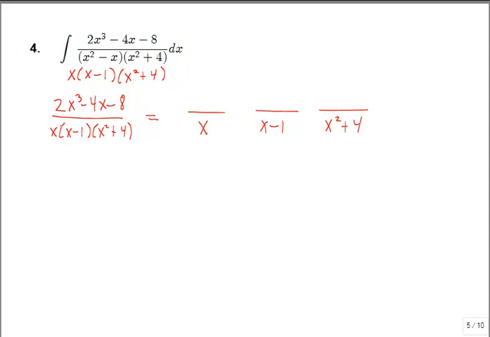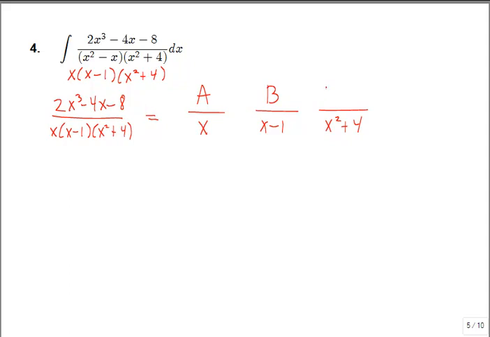If any of these had been raised to powers, then I would have had to add on to this the additional fractions raised to all those additional powers. Now this x is a linear factor, so I'm going to want a constant on top. X minus 1 is a linear factor, so I want a constant on top as well. But this factor is quadratic because of that x squared, so I want 1 degree less, which would be a linear expression. So how do we show that?